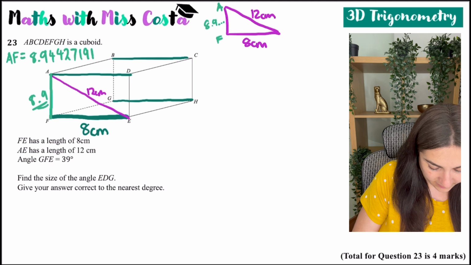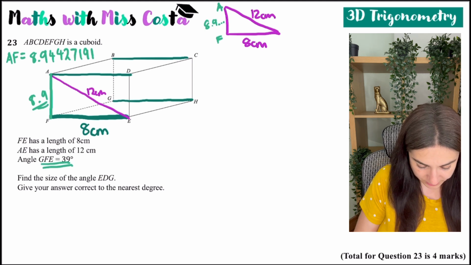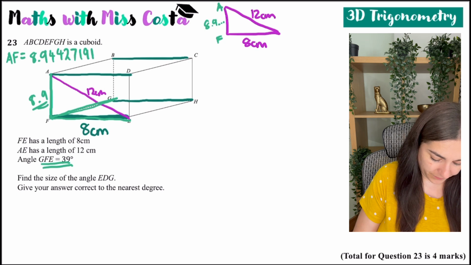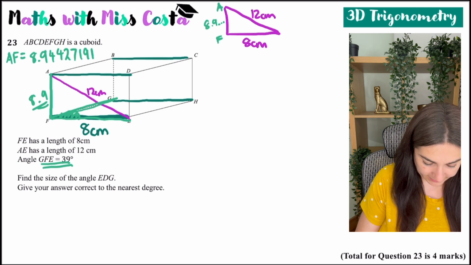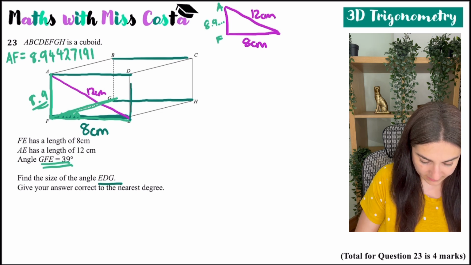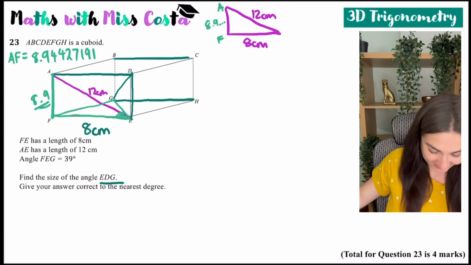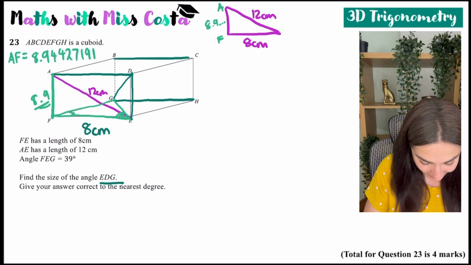So I know that. What else do I know? I know that angle GFE, so GFE is going to be here. So GFE is this angle here. Okay, and I need to find the size of angle EDG. EDG, okay, right. So I wrote the wrong angle. It's angle FEG, because that wouldn't make sense, because this would be a right angle.